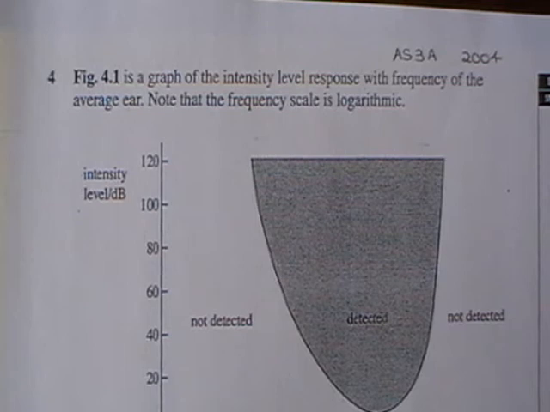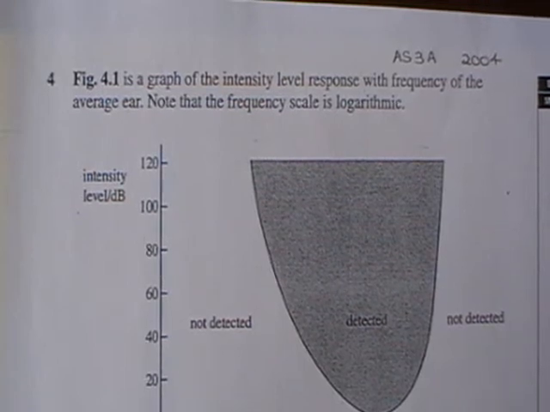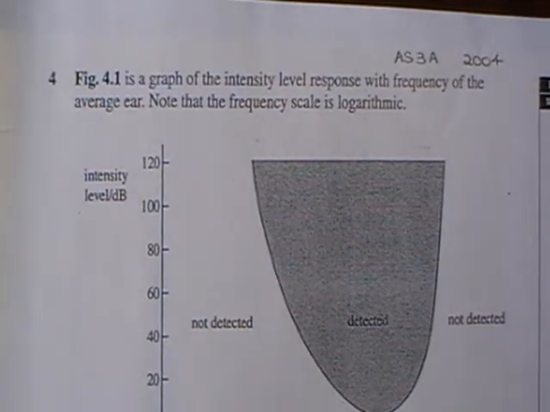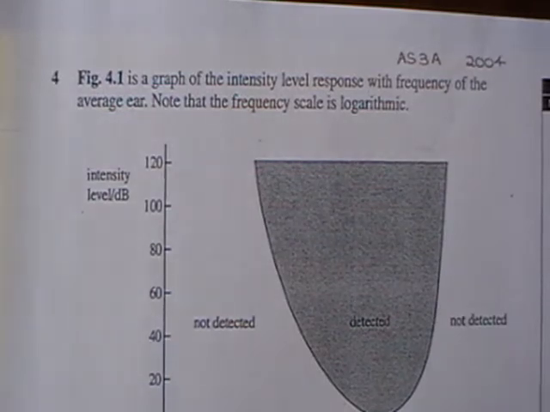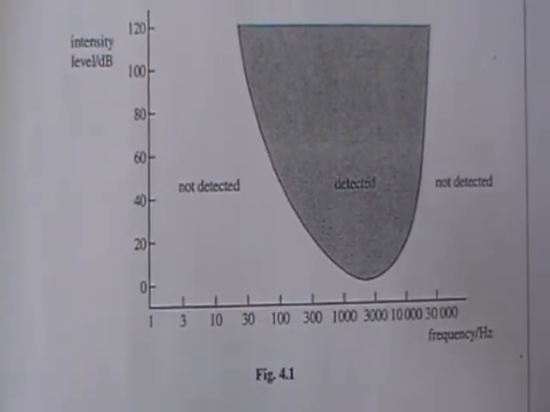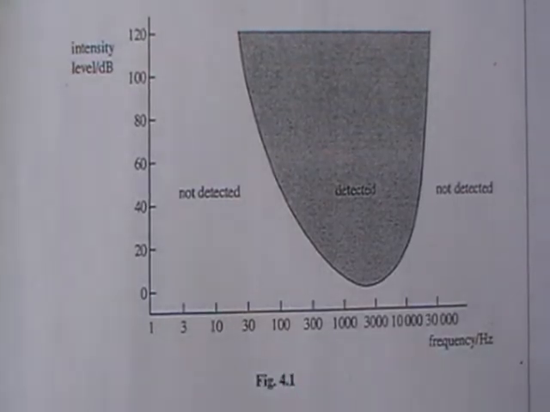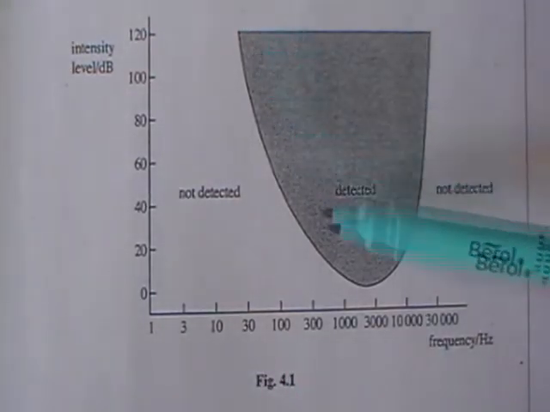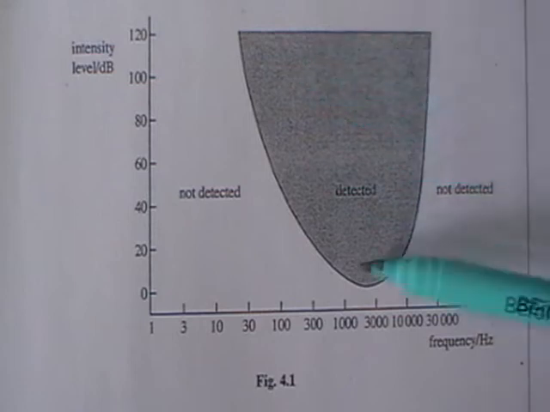This is AS3 2004, question 4. Figure 4.1 is a graph of intensity level response with frequency of the average ear. Note the frequency scale is logarithmic. So you can see there this intensity level scale is opposed to an intensity scale which is in watts per metre squared. And you can see the frequency scale then is a log scale. And this is the area that you can actually hear in here.